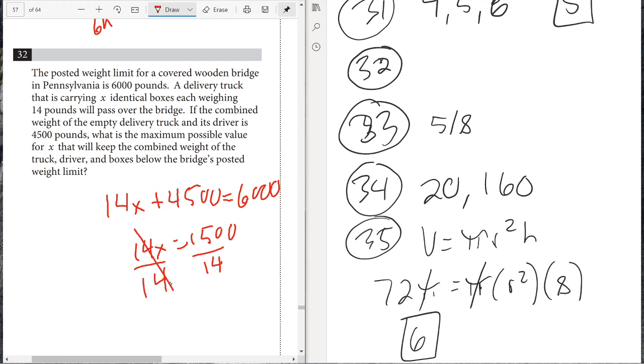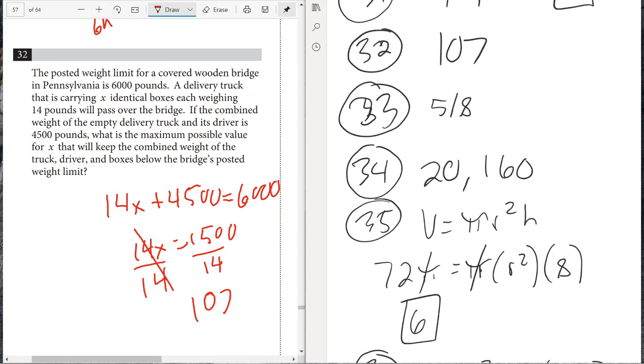Okay, maximum value of x that will keep the combined weight of the truck, driver, and boxes below the bridge's posted weight limit. 1,500, divide by 14. And I get 107 and some change, so 107 should be my answer. But just to be sure, let's go ahead and plug it back in. 14 times 107. And then I want to add 4,500. And I get 5,998. 2 pounds under the limit. So 107 is my answer. 107. Excuse me, locking that in.